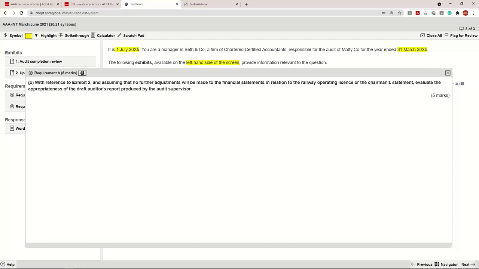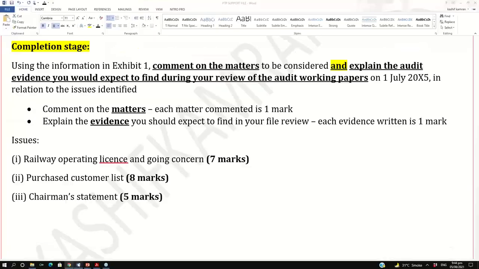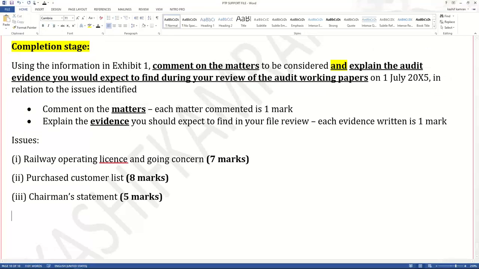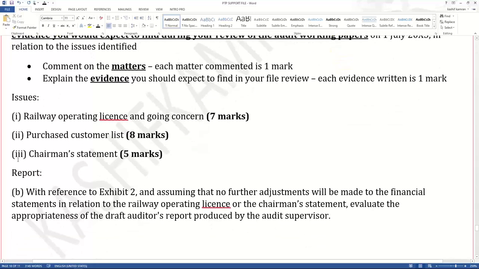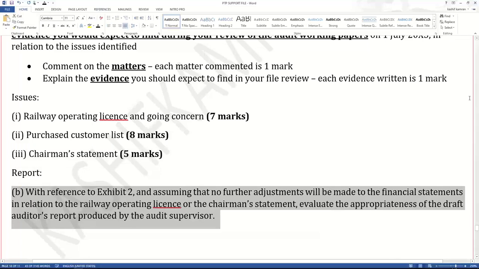So has the report already been produced and you need to evaluate whether the report is right or wrong? 5 marks. Now see how you read a question and how I read a question. This is a question set at the stage of report, just for 5 marks. So just a 5 marks reporting requirement and a 20 marks completion requirement. So which is heavyweight here? The heavyweight here is completion.